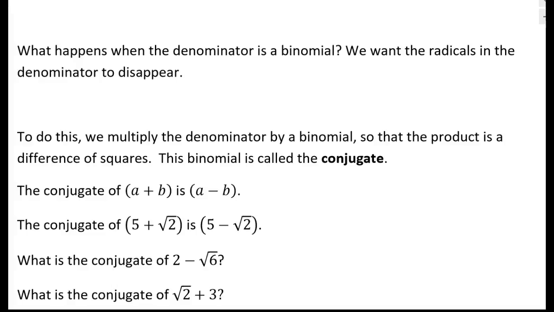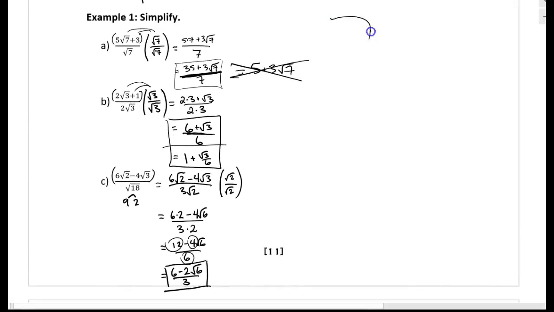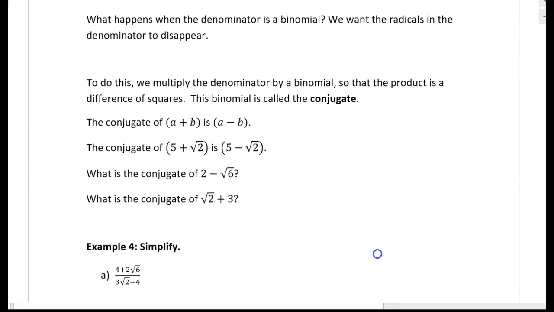Now, what we were seeing up there, these are all monomial denominators. Down here, what happens when we end up with a binomial denominator? Well, we still want the radicals to disappear from the denominator. But in our case, we are going to need to use what we call the conjugate. So this application is a difference of squares idea. That idea that that middle term goes away, so the radical should go away too.